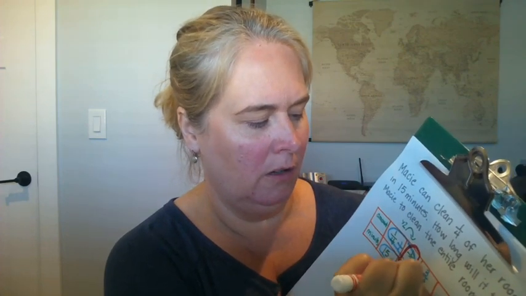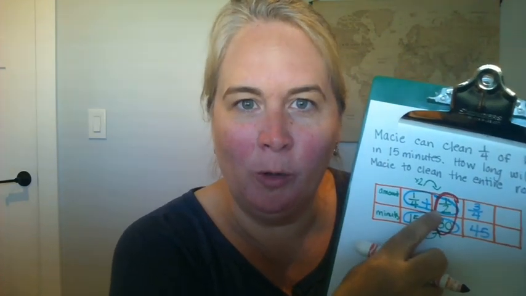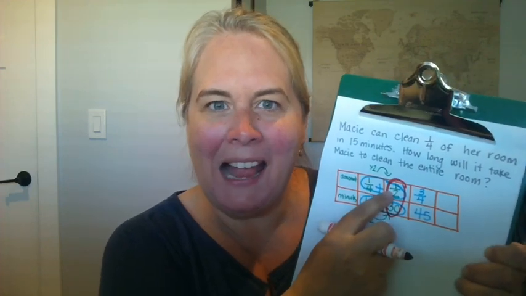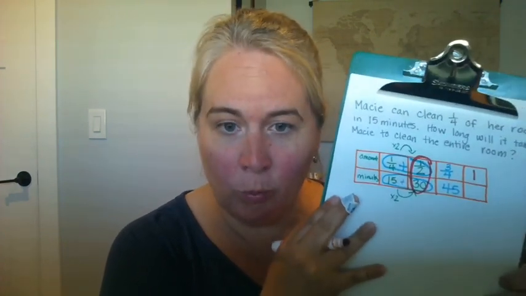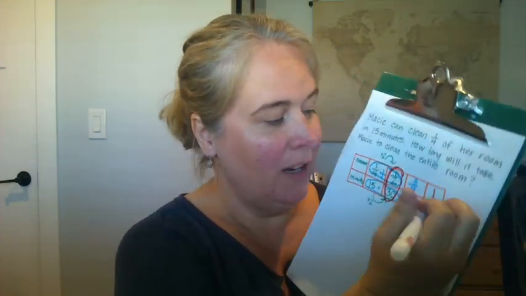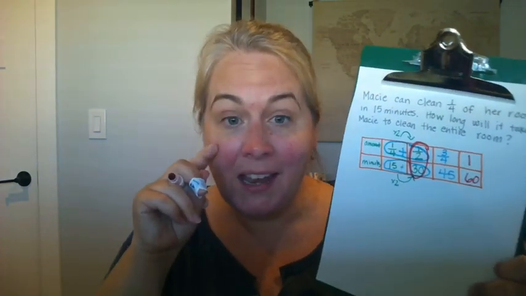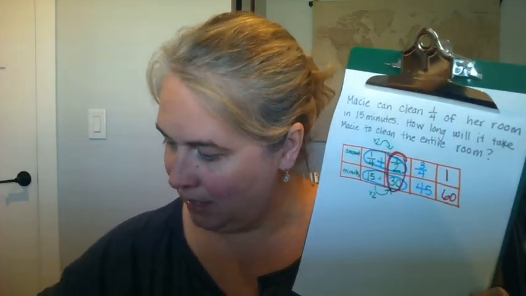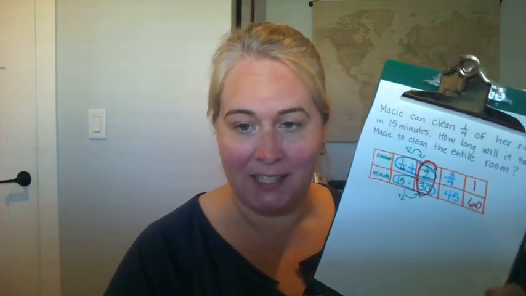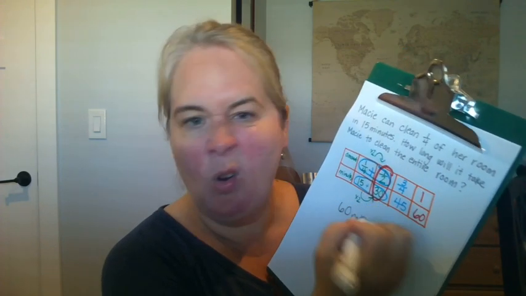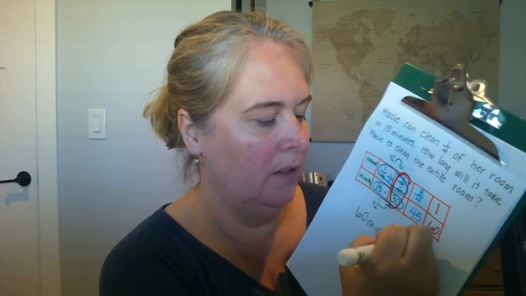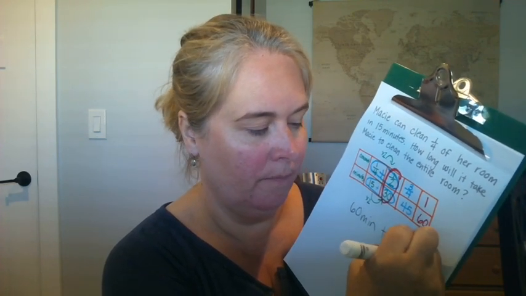Now, another option I could have done, and I bet some of you jumped right to that, is if you know that 1/2 of her room takes 30 minutes, 1/2 times 2 is the whole. That would be her whole room. So 30 times 2 is going to be 60 minutes. So then I'm going to write my answer. And my answer is that it would take Macy 60 minutes or 1 hour to clean the whole room.